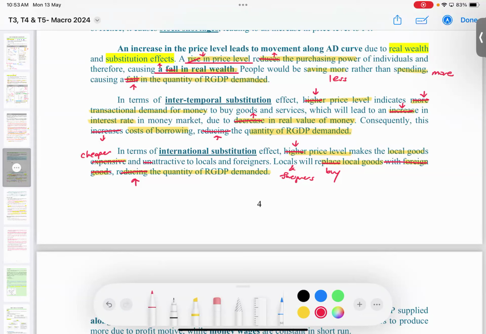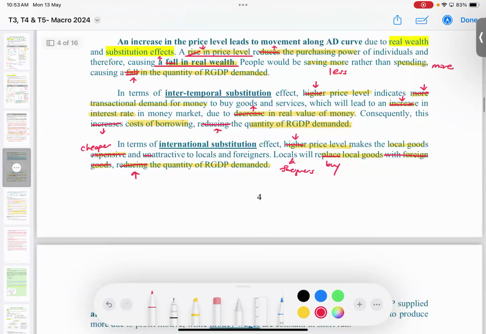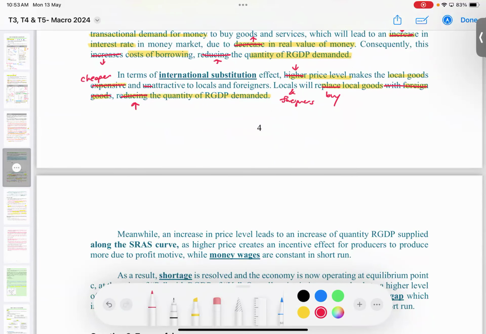How do you explain the price factor for the supply curve? I have put it here for you as well. We didn't talk about this just now. Let's say there's an increase in price level. It will lead to an increase in the quantity of real GDP supplied along the SAS curve. Why? Because a high price level creates an incentive effect for producers to produce more due to the profit motive, while money wages remain constant in the short run.